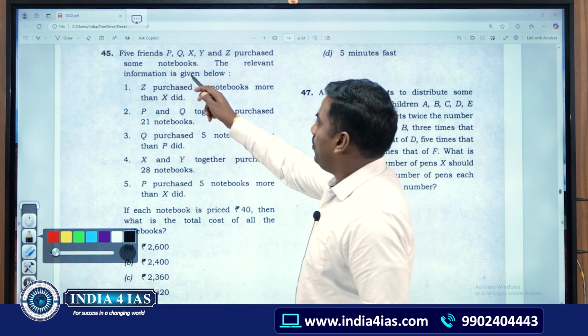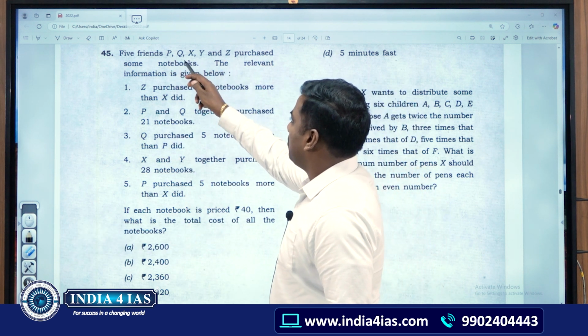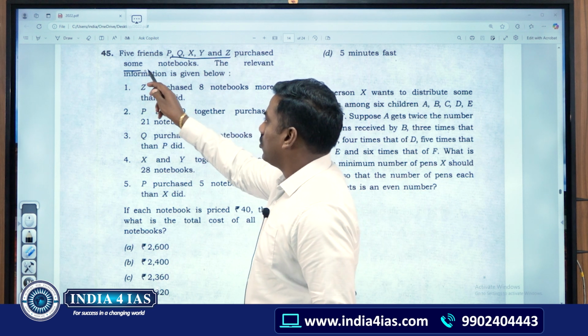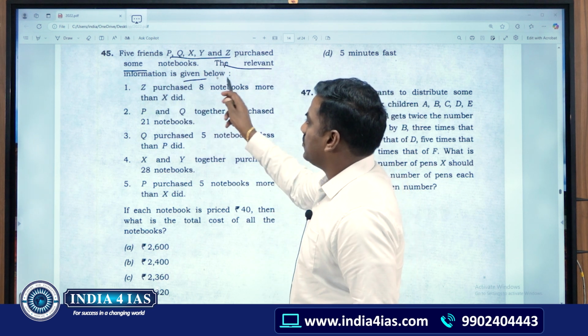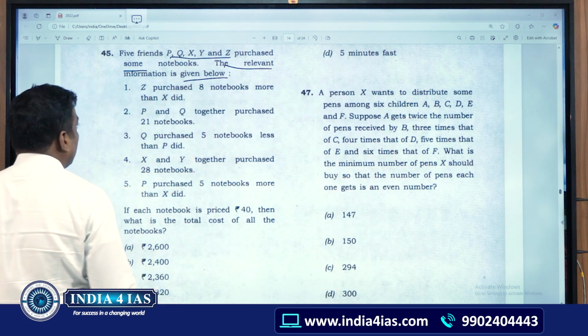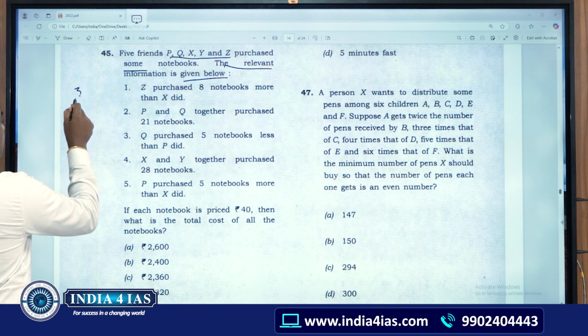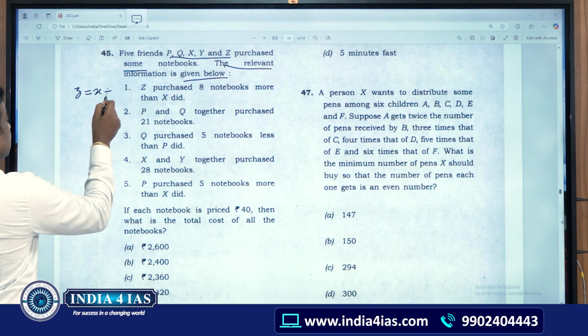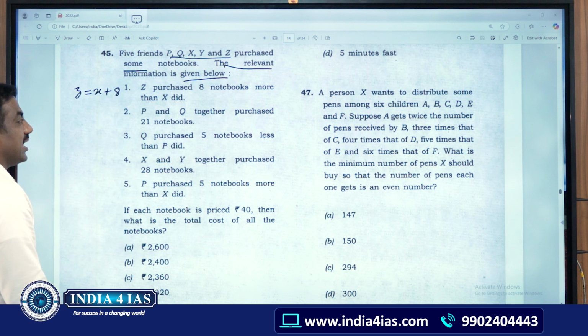5 friends P, Q, X, Y, Z purchase some notebooks. The relevant information is below. Z purchased 8 notebooks more than X did. So Z is equal to X plus 8. Straight away you should start writing the equations.